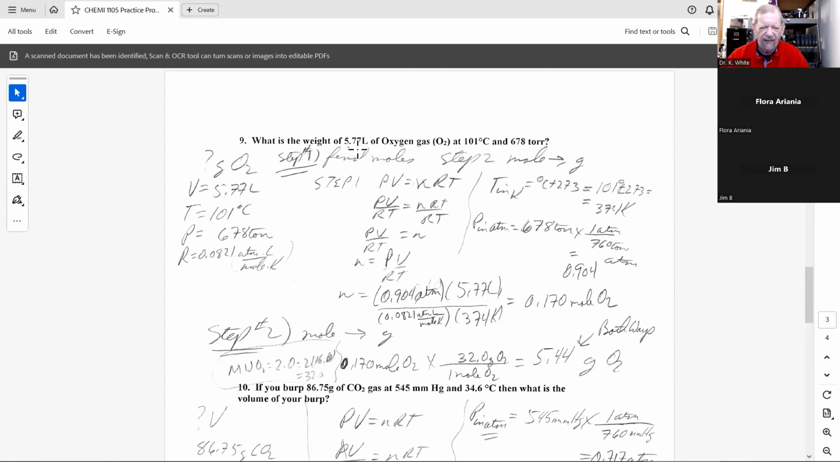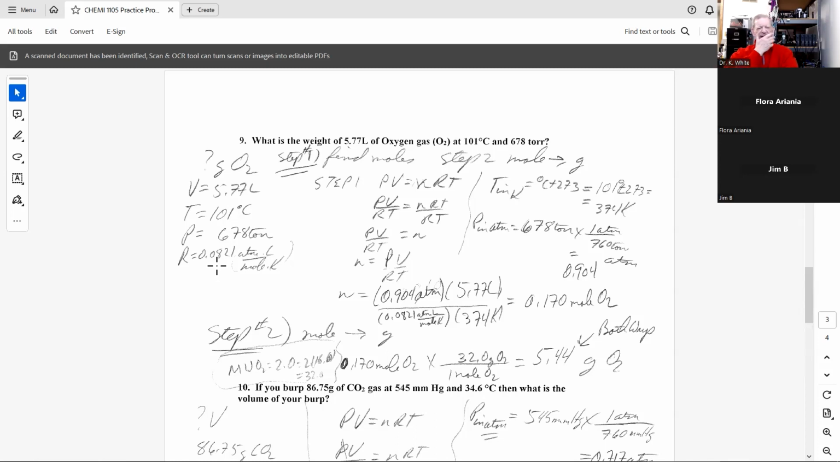All right, now I have a request to do number 9. What is the weight of 5.77 liters of oxygen gas at 102 degrees C and 678 torr? So we're trying to find a weight, grams of O2. We're given a volume, temperature, pressure, and you'll need the universal gas law constant.